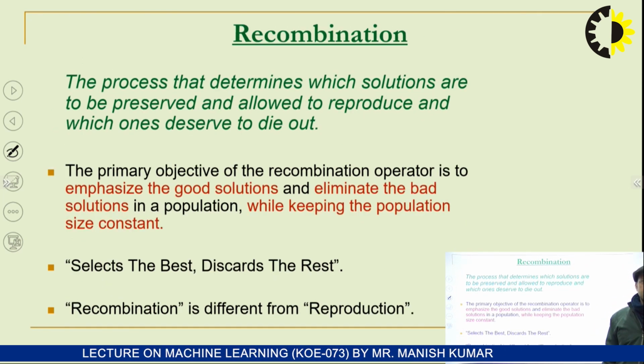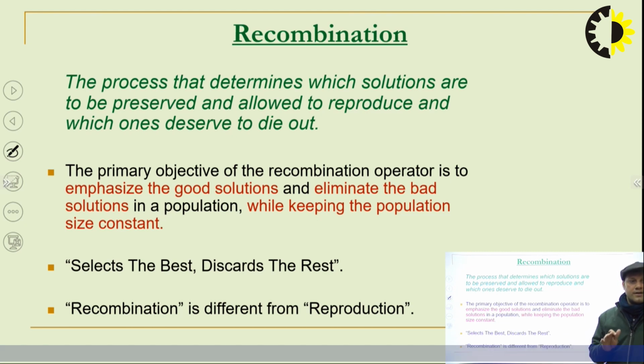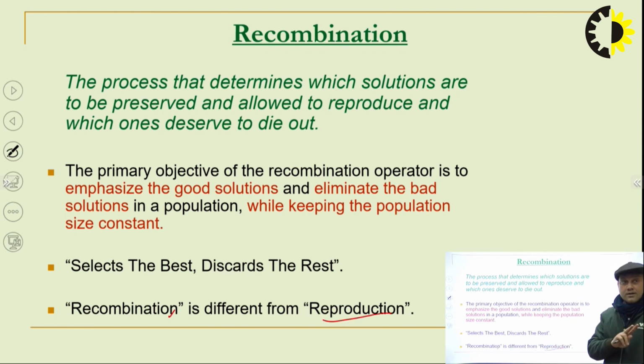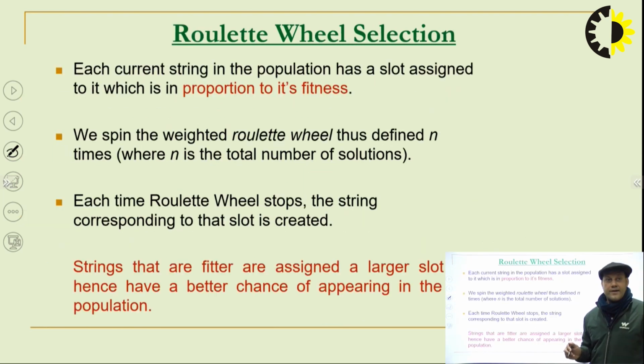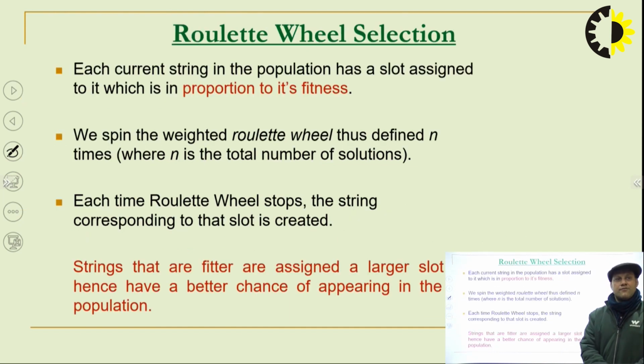Okay. Then there is another term that is called recombination. Recombination means that by recombining, we eliminate the bad solutions and generate new good solutions. Also keep in mind, recombination is different from reproduction. Do not confuse them. Reproduction is done to eliminate the bad solutions, so we identify the good solutions. There are several techniques for this selection process. For selecting, we use a technique called roulette wheel selection. Roulette wheel means, as we have in several games.